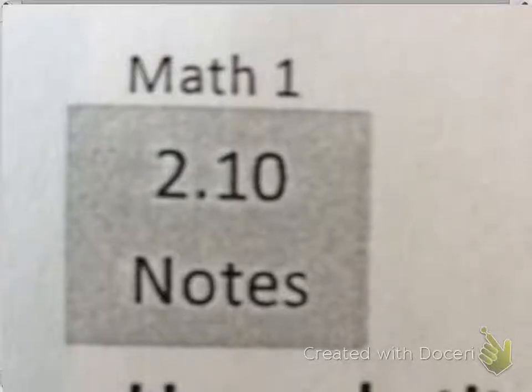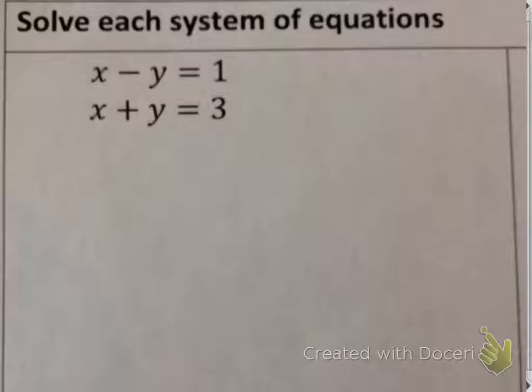This is Note-Taking Guide 2.10. Today we're going to learn how to solve systems of equations by an elimination method. Last time we used substitution, and that's easy to use when one of the equations is solved for one of the variables. But today we're going to look at solving them when neither of the equations is solved for a variable.